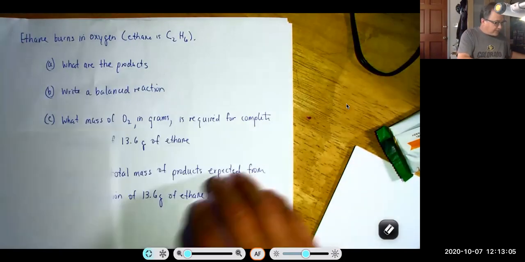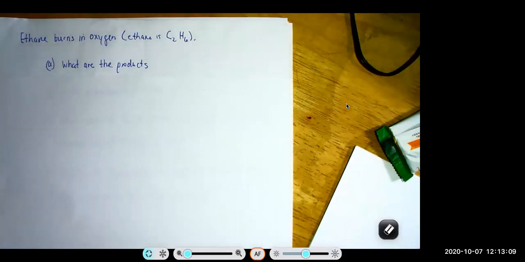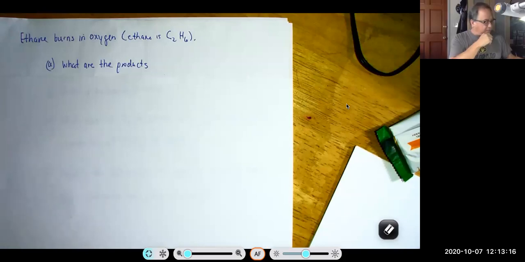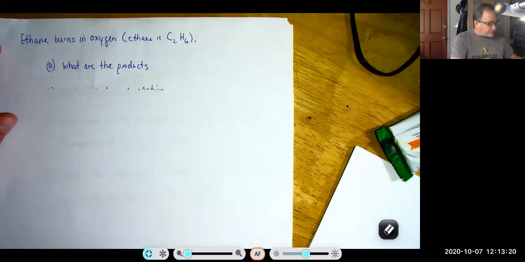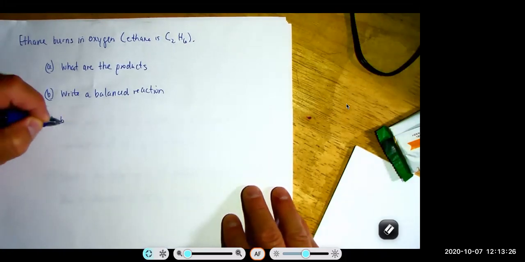Let's do another one. I don't think we did this one. No. We did not. So ethane burns in oxygen. What are the products? And you can see that it says write a balanced reaction. So we can do A and B at the same time, can't we? Yeah.